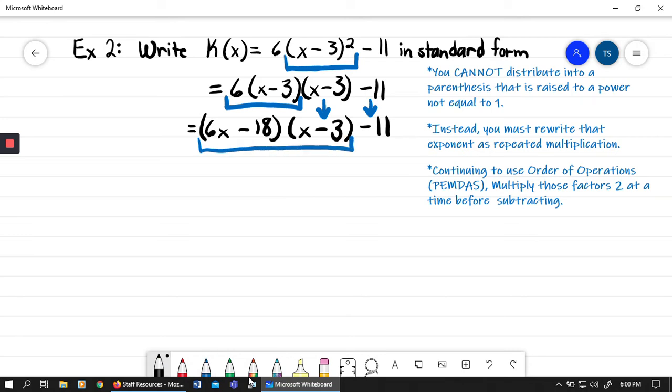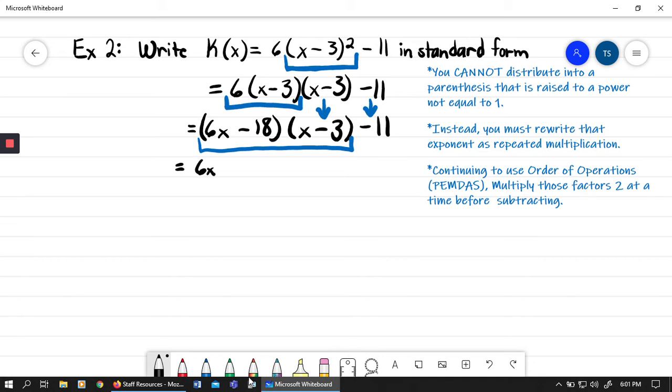Alright, so when we do that, you should already know which method you want to use, whether that's going to be the FOIL method, the box method, or extended distribution. That's up to you. It's your cup of tea. You're the one who's got to drink it. Alright, just make sure you're doing it correctly.